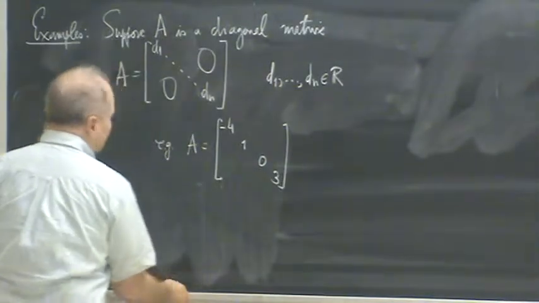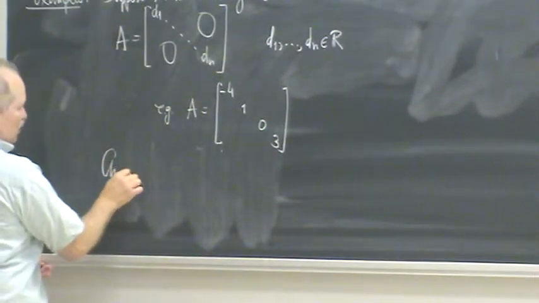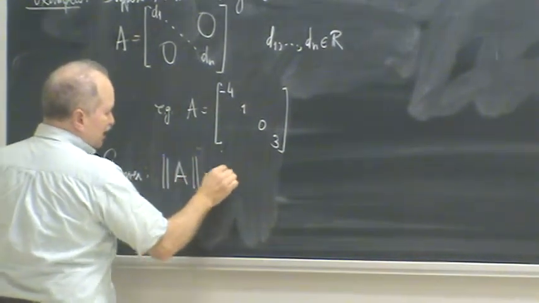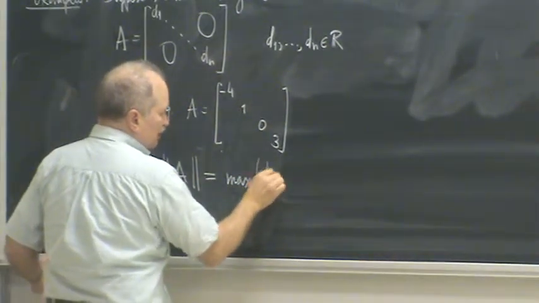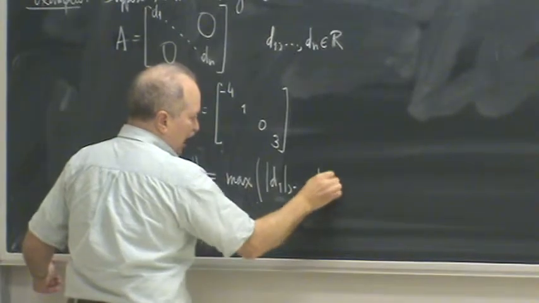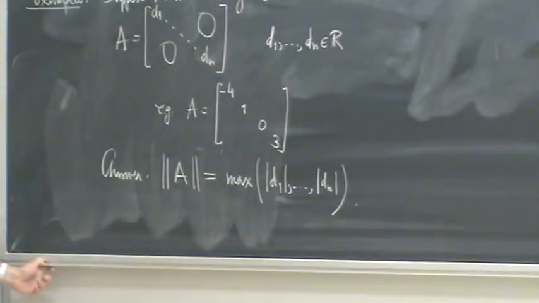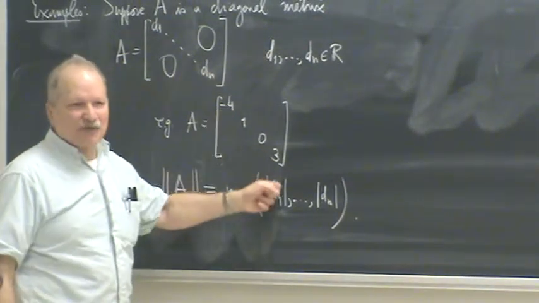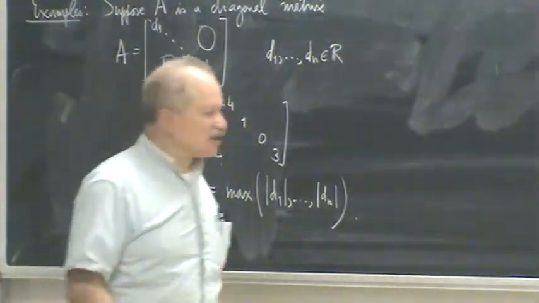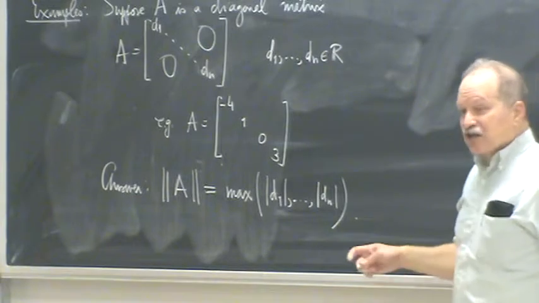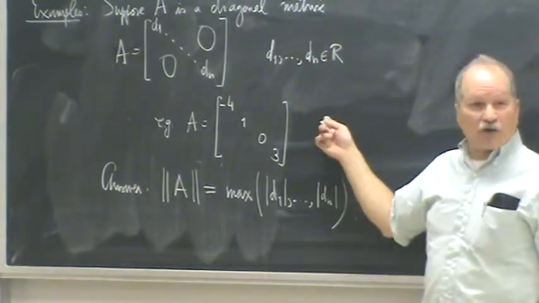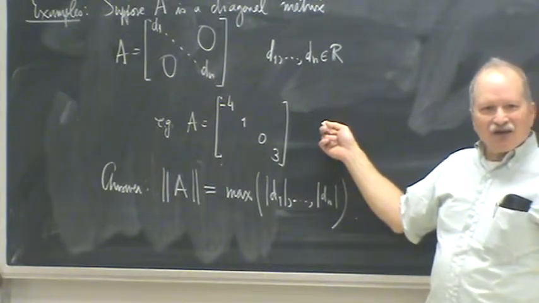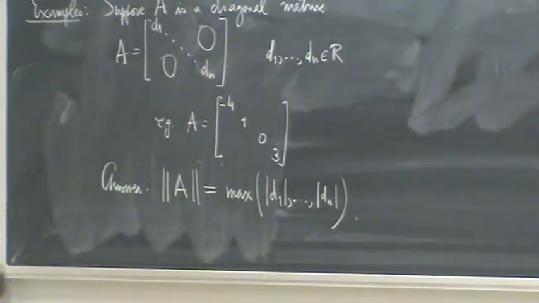So the answer is going to be, I didn't ask the question, but I'll ask it and answer it at the same time: the norm of A is the maximum of the absolute values of the entries on the diagonal. So in fact, it is not going to be the square root of the sum of the squares of the entries in the matrix. It's going to be something much simpler. Is it obvious to you that there is a vector that's stretched by a factor of 4 for this matrix? Yeah. One of the standard basis vectors, the first one.